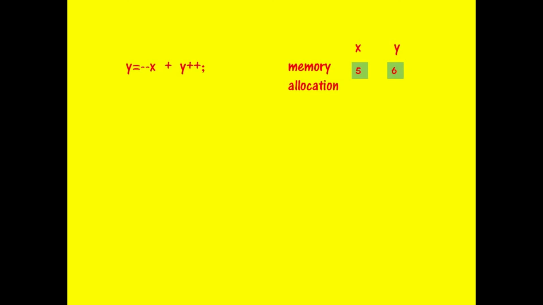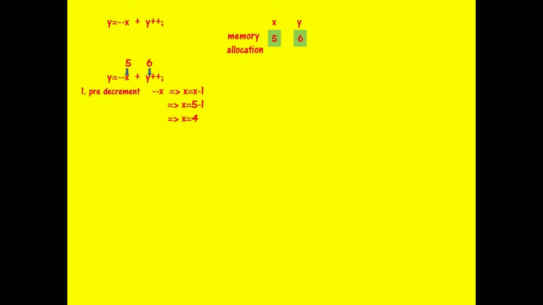First step, any pre-increment or pre-decrement. Here in this expression, there is a pre-decrement, so execute this pre-decrement, --x. --x means x = x - 1. The value of x is 5, 5 minus 1, so the latest value of x is 4. 5 is replaced by 4. So the value of x becomes 4 now.